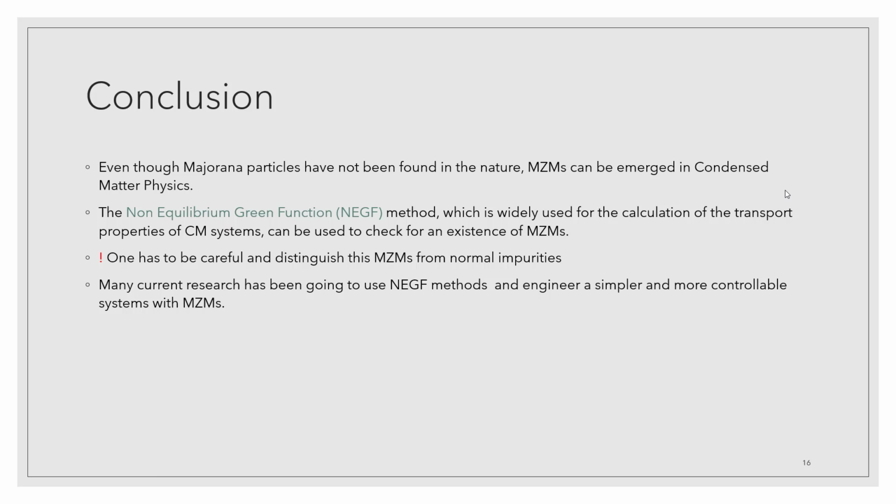The thing is that normal impurities do also create this kind of peak in the zero bias state, and one has to be careful to distinguish these Majorana zero modes from normal impurities. We should actually show that these are in fact Majorana zero modes and not normal impurities, if we're going to do it in a normal experiment. By the way, people have done it, and some people believe they found it, some people think there's still more work to do.